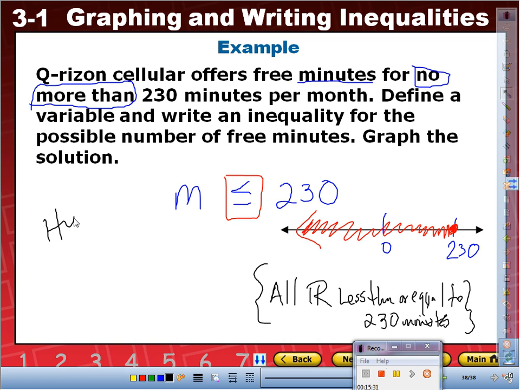Homework for tonight is found on page 139, numbers 2 to 34, even.